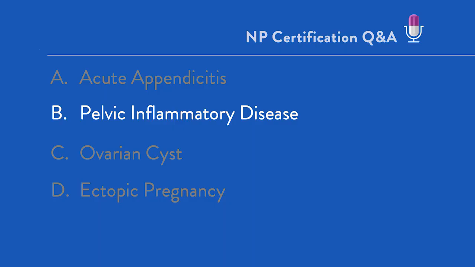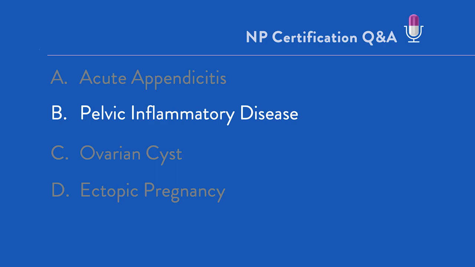As you'll notice, many of these organisms often cause lower reproductive tract infections. And examples of those lower reproductive tract infections would be cervicitis, vaginitis, and urethritis.